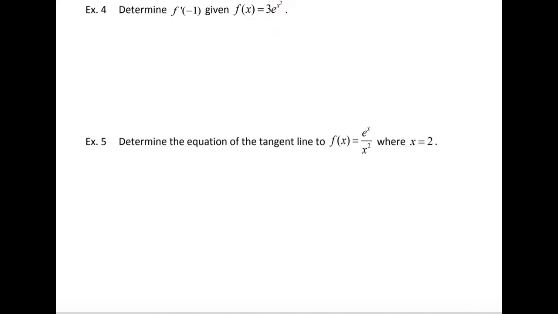So f prime: coefficient, leave it, and differentiate this, which is e to the power x squared, times the differentiation of the exponent, which is 2x, times ln e, ln of the base. But ln e is 1, so technically we don't need to write this. Next, we substitute -1 into the x.